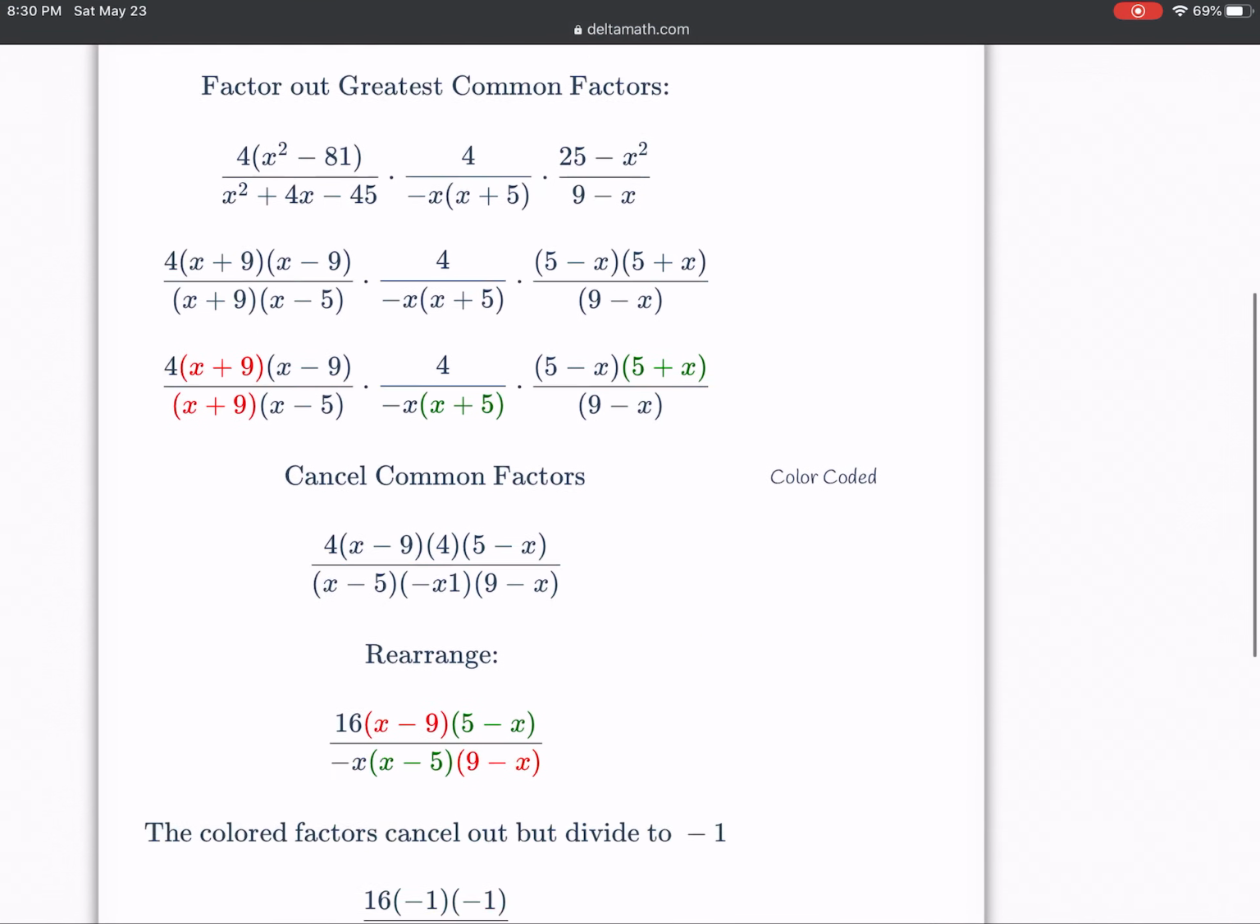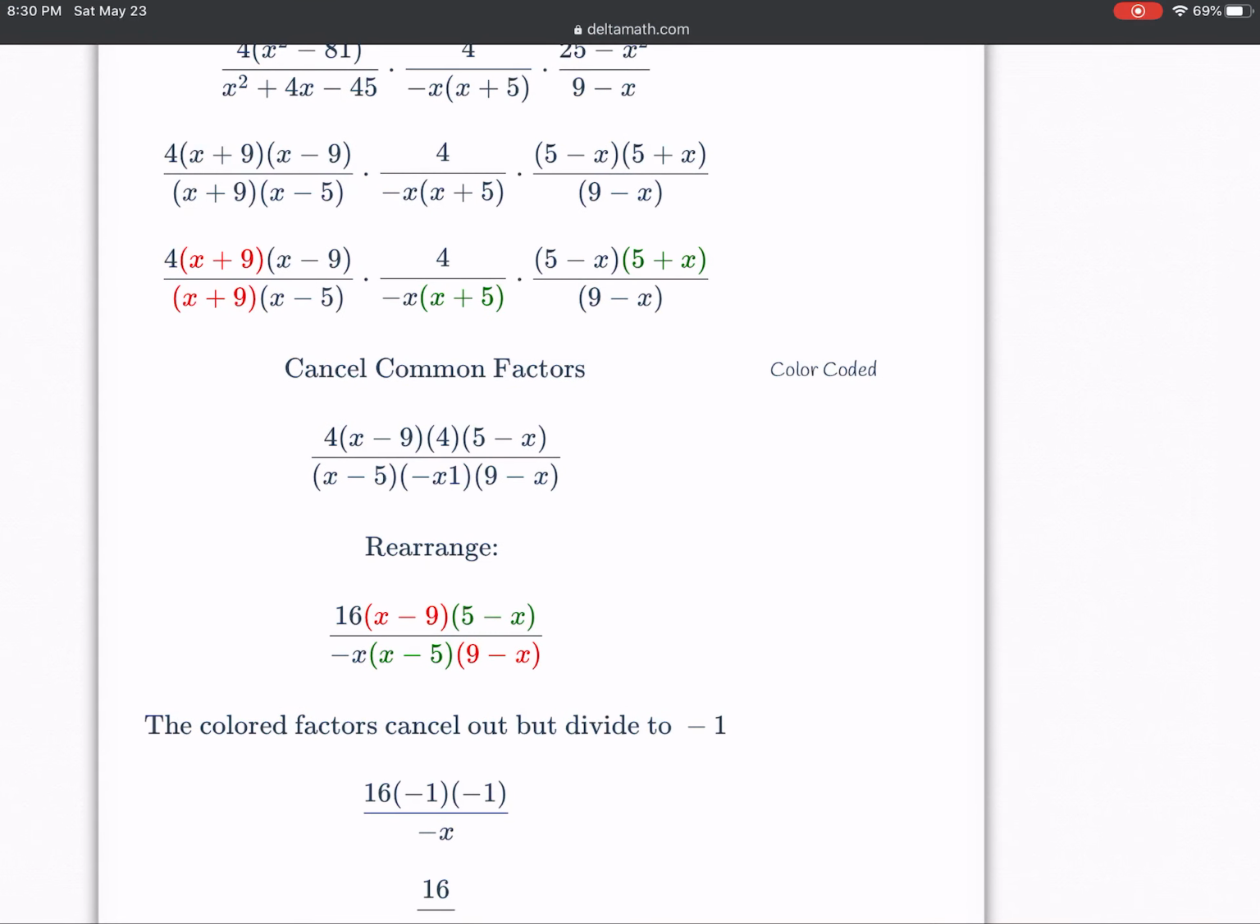So a lot of crossing out to -1. So these can be canceled out, but they divide to -1. So that's something that maybe you've seen before, maybe you haven't, but I hope that you pick up on it, because it's an important skill to look at. It's a little bit different than what you're maybe used to.